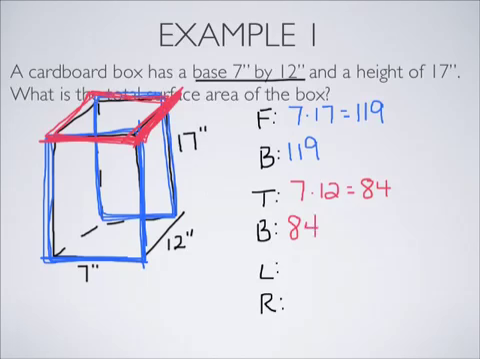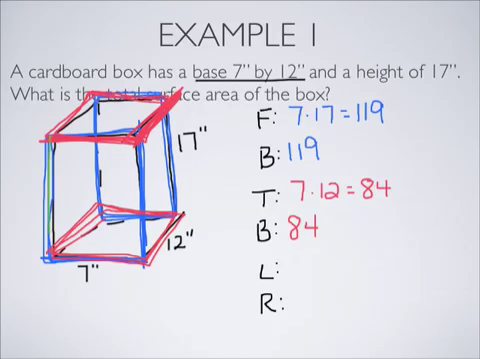I'm sorry, that was bottom, not back. I just called that the back. The bottom would also be 84. The top and the bottom match each other. Sorry, I forgot I had 2 B's in there. So all that's left are the 2 sides of the box, the left and the right.